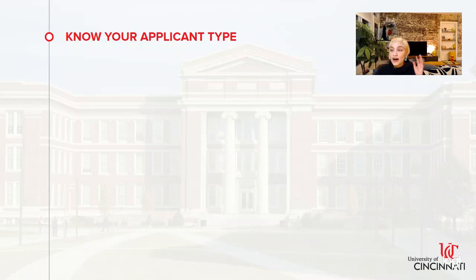So we have 5 different types of applicants who apply to our programs, and each of these students has a slightly different set of criteria, a different application to fill out, and even different folks to contact for more information. So it is really, really important that you know which type of applicant you are and how to find all of those corresponding resources. So where can you get this information?